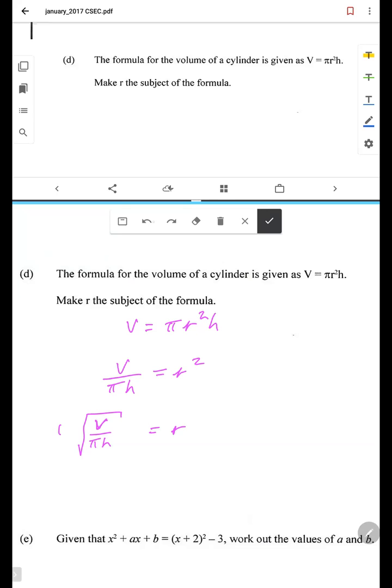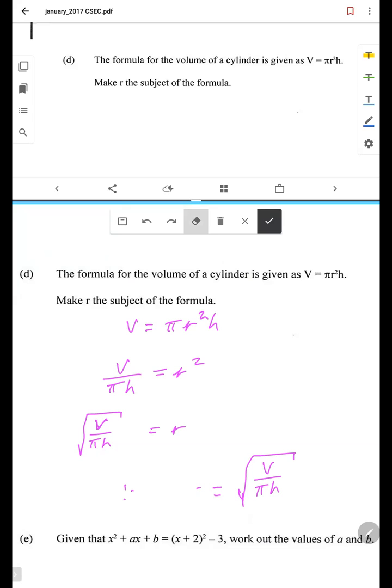So we can write the final thing down. Because the subject, we're going to put it with the r on the left side. So when something is a subject, it is on the left side. So we're going to write our answer as r. So we can say, therefore, r equals the square root of v over pi times h. And basically, that's it.